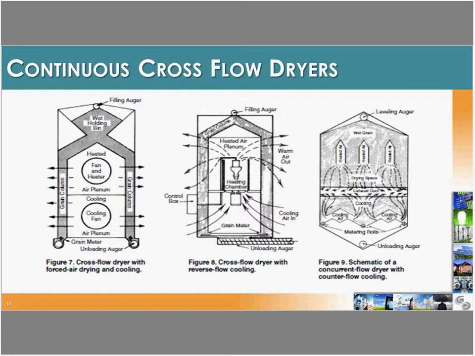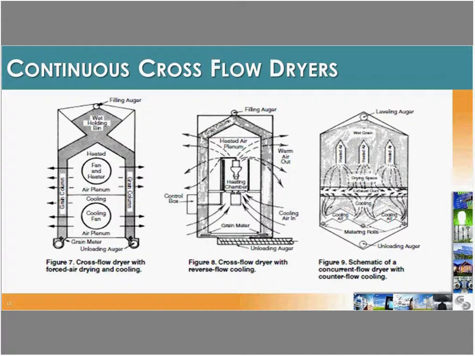Again, the wet holding bin at the top where the grain is coming in, flowing down the columns and being heated. With this continuous cross flow, you're not recirculating grain and it's not staying in there. It's being dried, cooled, and then removed to a secondary bin for storage.